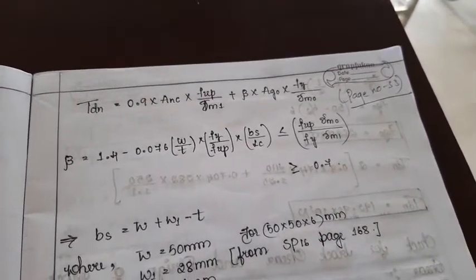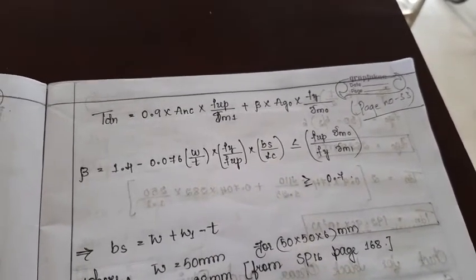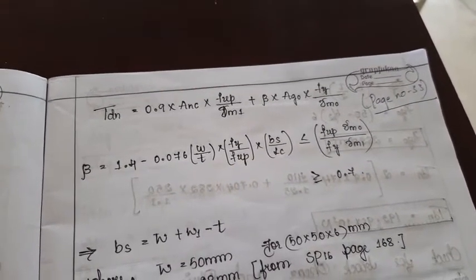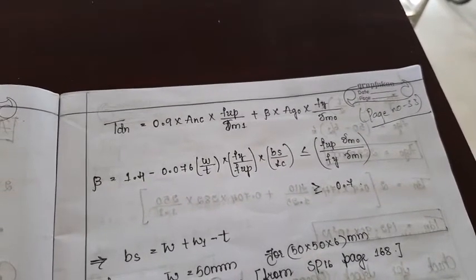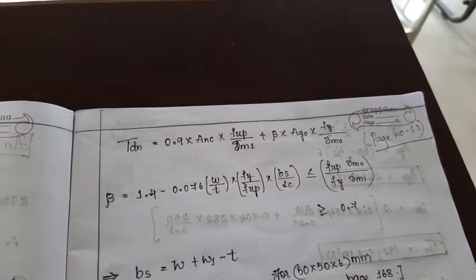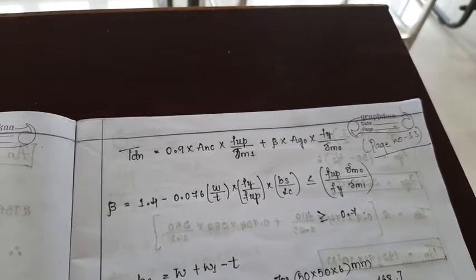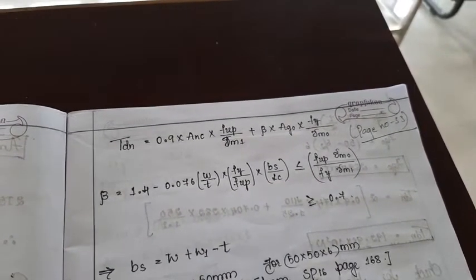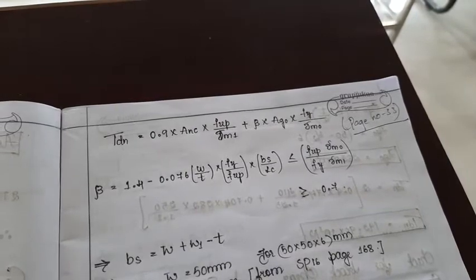On page number 33 of IS 800 we have the formula: Tdn equals 0.9 into Anc into Fup by gamma M1, plus beta into Ag0 into Fy by gamma M0. Here 0.9 is known, Anc is an unknown factor, Fup, the ultimate stress of the plate, is known, and gamma M1 is always a standard 1.25. Beta is an unknown factor that we need to calculate, and Ag0 is also unknown. Fy is known, always 250, and gamma M0 is always the standard 1.10.